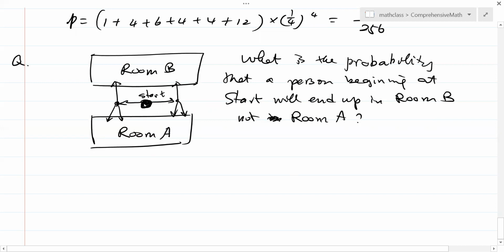What's the answer? One third? No. No. It's not one third. How do you get one third?